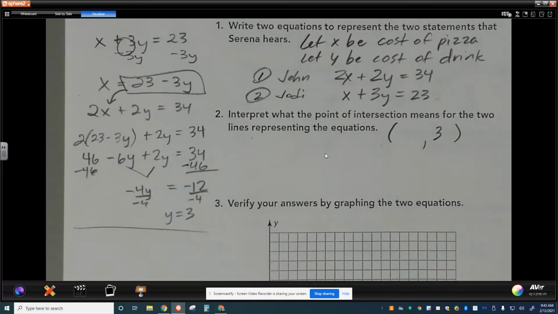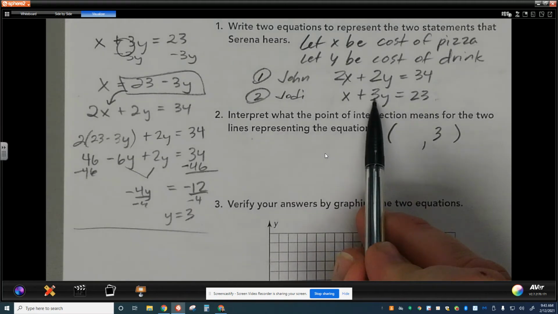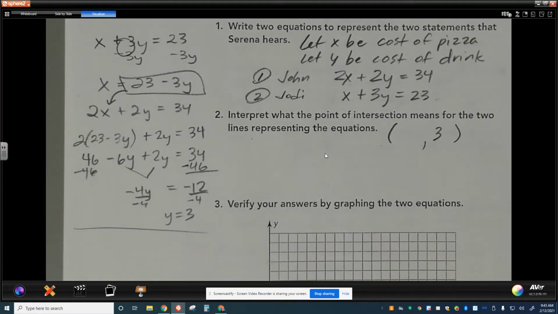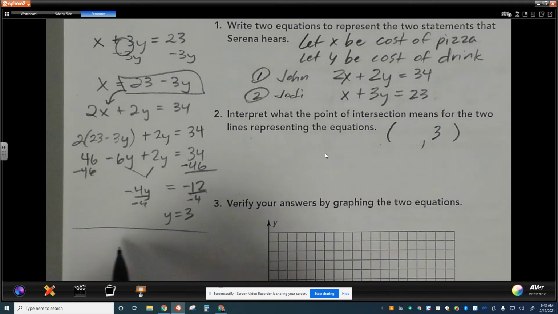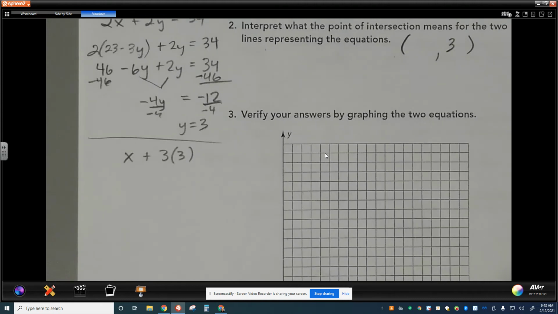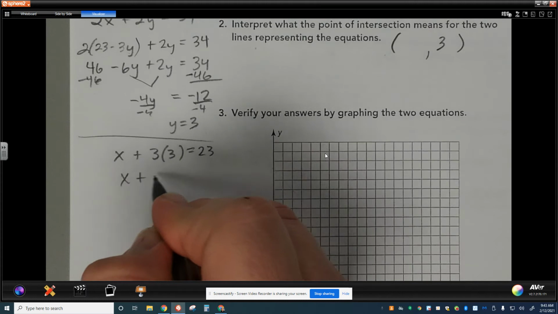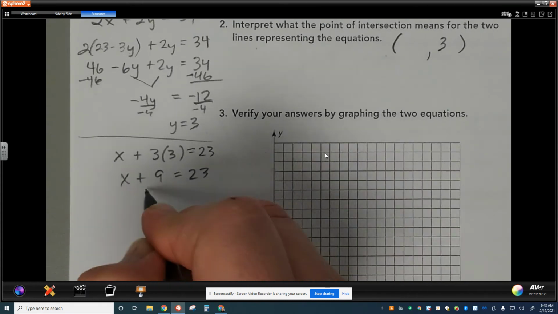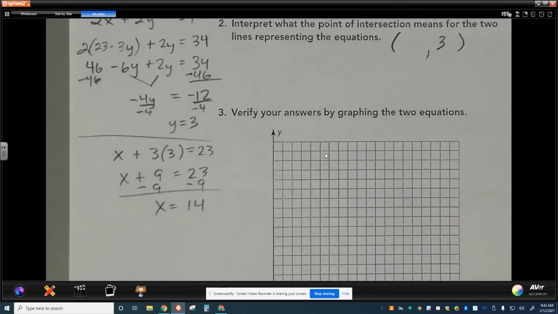Now I need to find out the cost of a pizza, right? I think that between these two equations, Jody's equation is going to be a lot easier to find out the cost of one pizza because it's already set up with one pizza. And so I go back to the original equation and I say one pizza plus 3 drinks, and each of those drinks are $3 a piece, is equal to $23. So that means that a pizza plus $9 was $23. Subtract the $9 from the total, and one pizza is equal to 14 bucks.